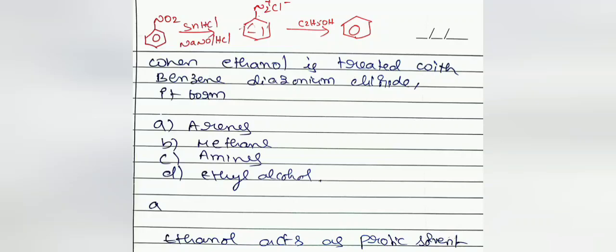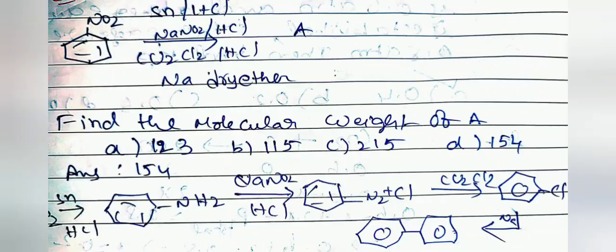Next question. When ethanol is treated with benzene diazonium chloride, it readily forms arenes. Answer is arenes because when benzene diazonium chloride reacts with ethanol, ethanol acts as a protic solvent and readily the diazonium salt gets protonated.